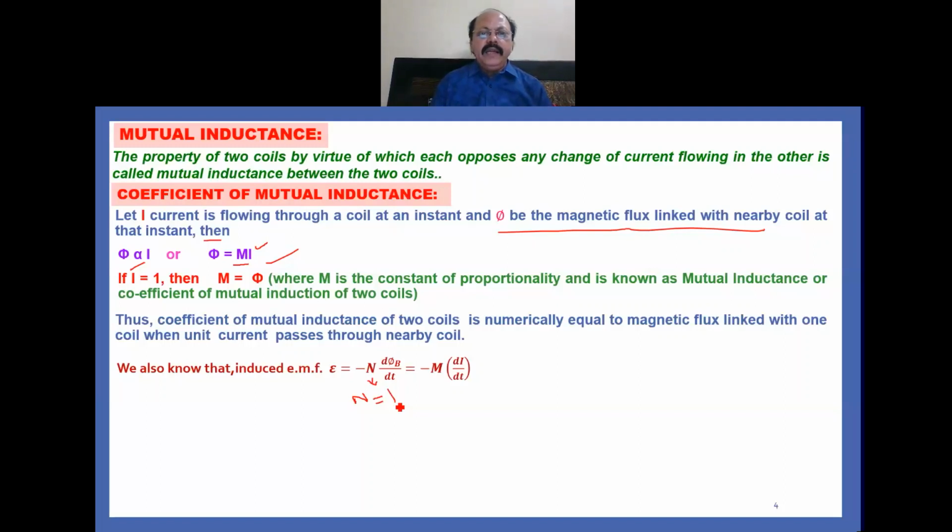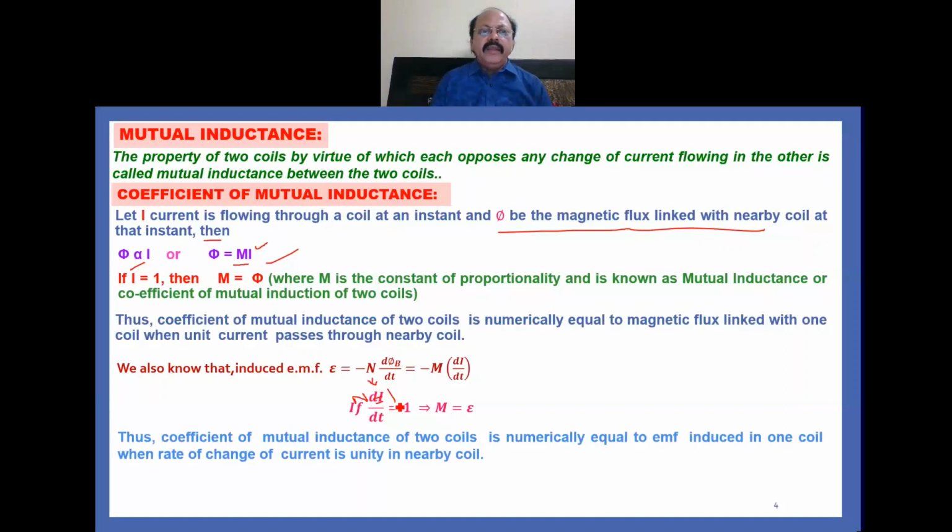So if we say that di upon dt equal to 1, then M equal to induced EMF. So again we have to define in the similar way. Thus the coefficient of mutual inductance of two coils is numerically equal to EMF induced in one coil when rate of change of current is unity in nearby coil.